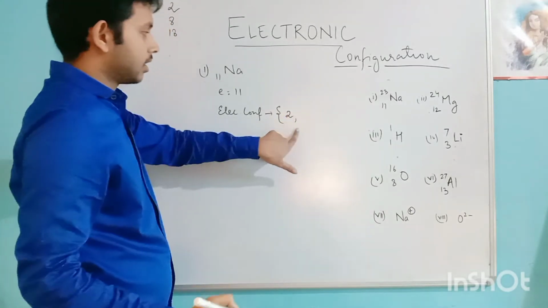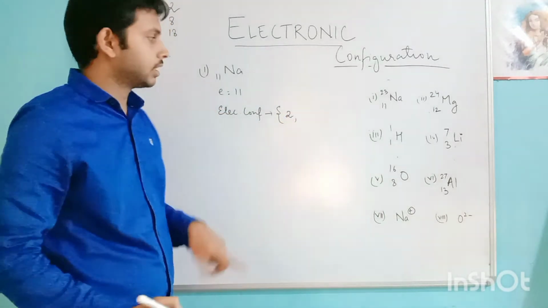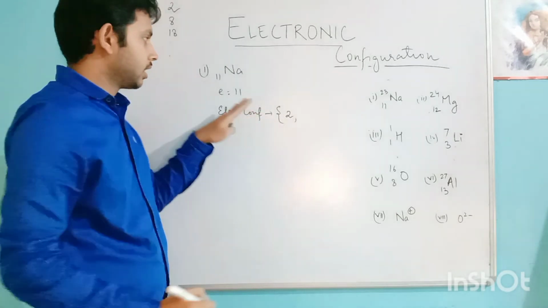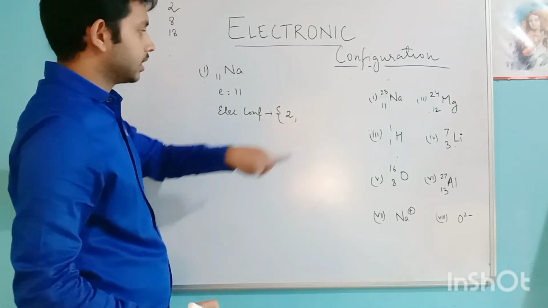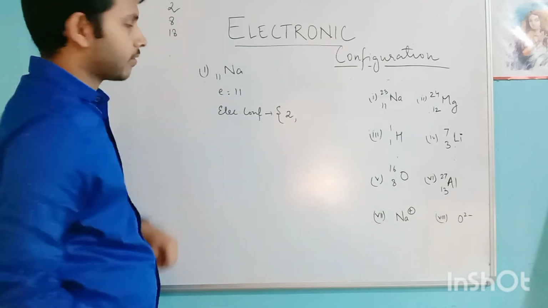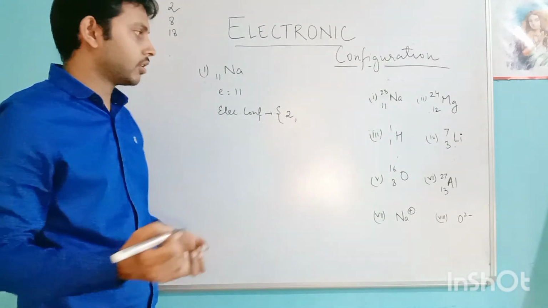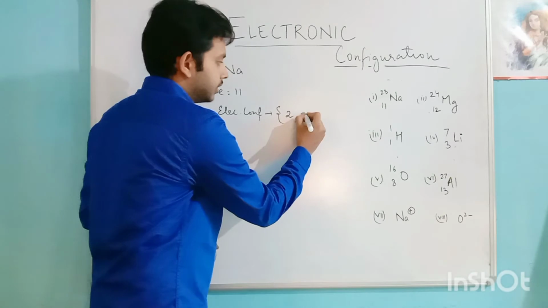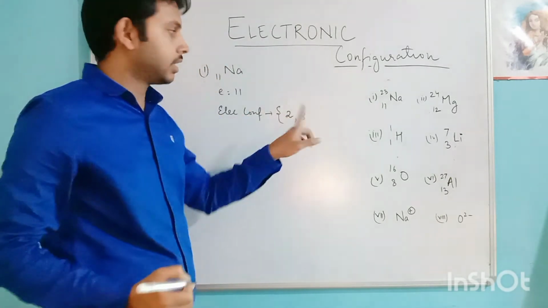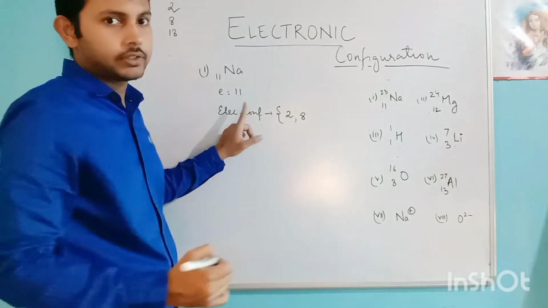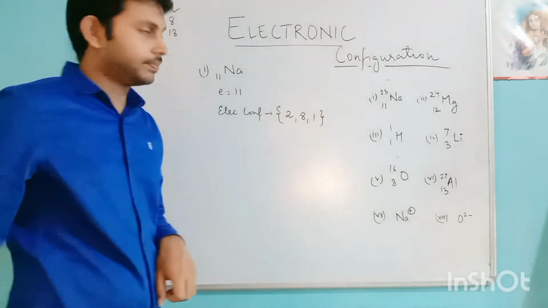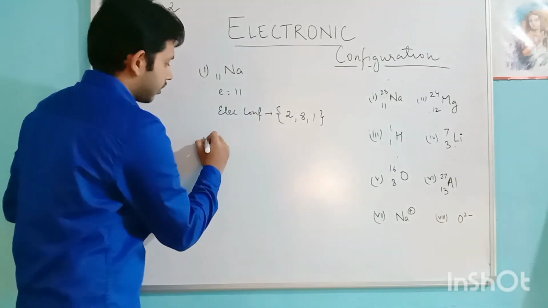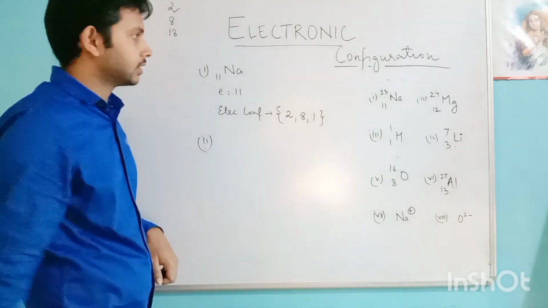Now how many electrons are left? 9 electrons are left. 11 minus 2 is 9. So in the second cell there can be a maximum of 8 electrons and there can not be 9 electrons. So you will write 8 and 8 plus 2 is 10. Still 1 electron is left. So in the third cell you write 1. I think now you understood this.